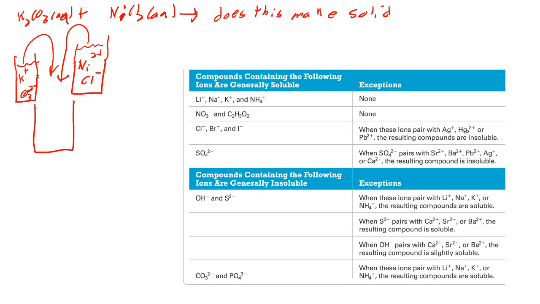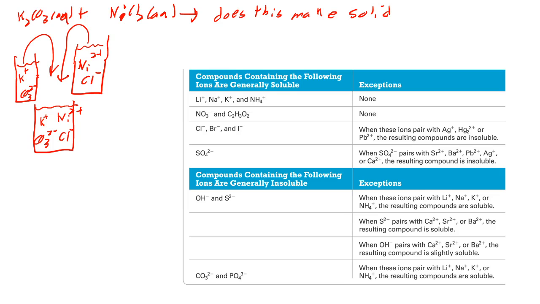So we mix them together and now we have four things. We have some K pluses, we have some nickel 2 pluses, we have some carbonates, and we have some chlorines. And we need to know, do any of those form a solid? Because any of the pluses could react with any of the minuses. Now you don't have to check plus and plus, and you don't have to check minus and minus, because those aren't going to be attracted to each other. But we've got to figure out, do they form solids?